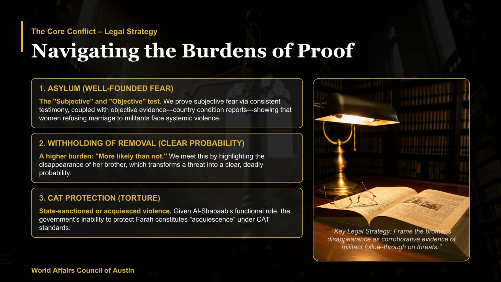Navigating the burdens requires a clear legal strategy. For asylum's well-founded fear, we prove subjective fear with consistent testimony and objective evidence. For withholding's clear probability, we highlight the brother's disappearance as evidence of a deadly probability. For CAT protection, we argue the government's inability to protect her constitutes acquiescence under CAT standards.